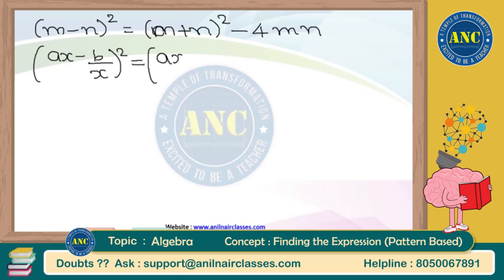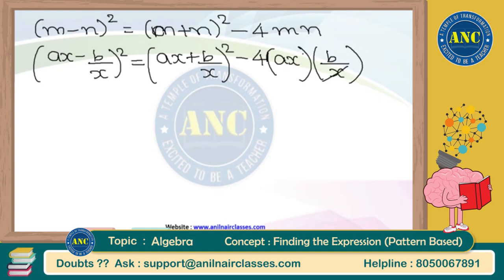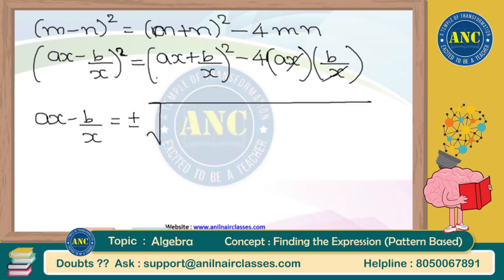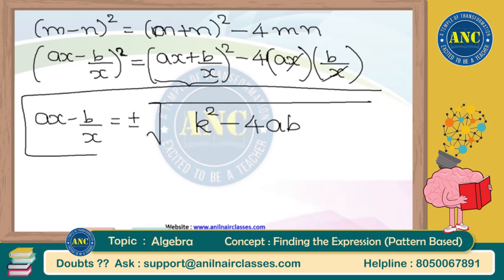Let me write it. (ax plus b by x) the whole square minus 4 times m value, which is nothing but ax, times n value, which is nothing but b by x. So x will cancel out and you will be left with minus 4ab. But I don't want the square term on the left hand side. So ax minus b by x can be written, taking the square root on both sides, as plus or minus square root of ax plus b by x, which I will call k. It becomes k square minus 4ab. One of the things I proved out of two conditions.